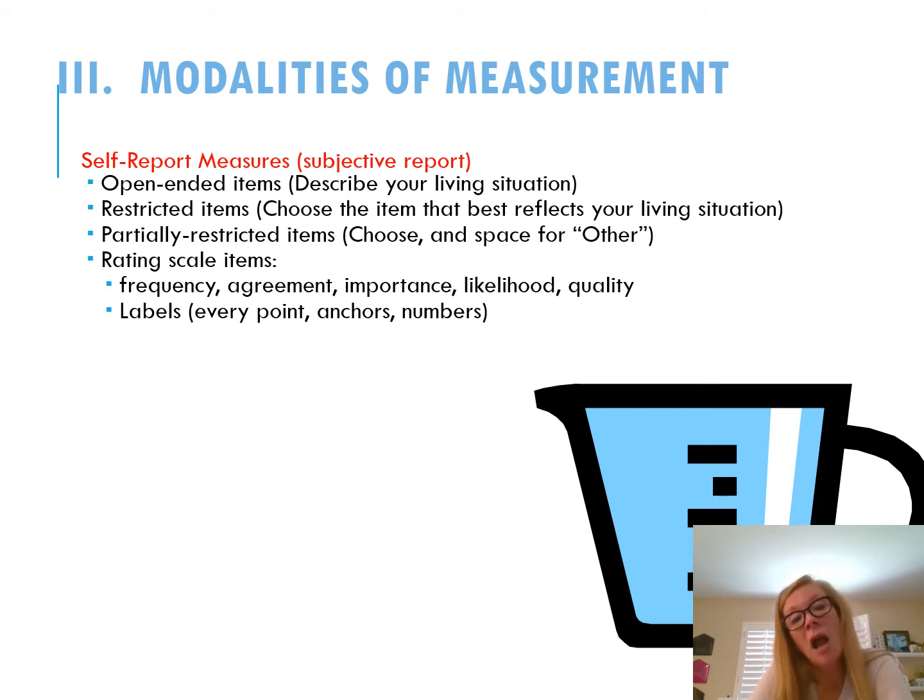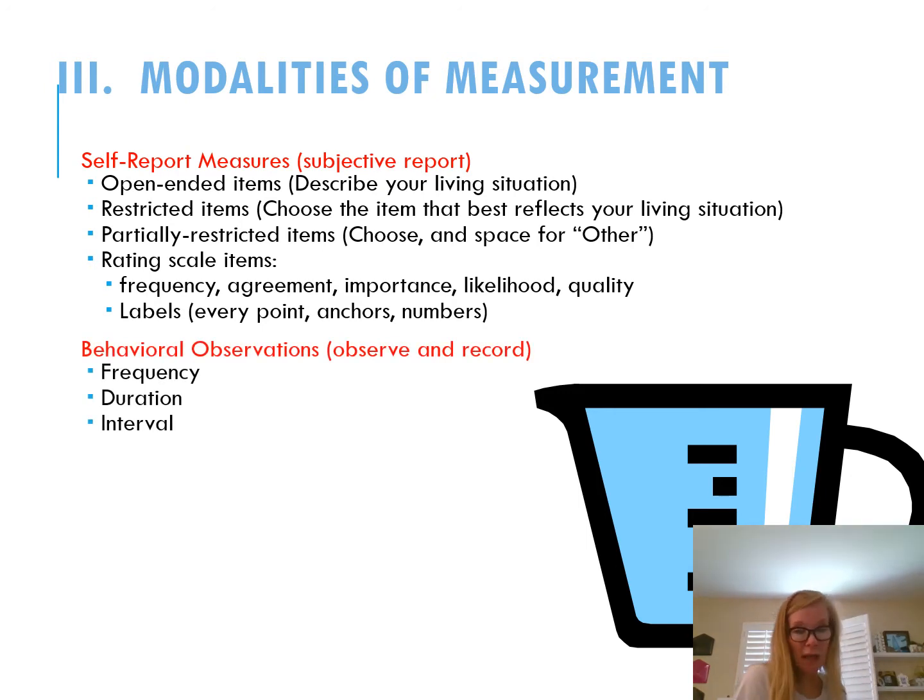Now you'll have to decide if you want to label every single point, or if you want to, for example, only anchor the ends. The difference being, if you anchor only the ends, you're allowing the interpretation to fall to the person. Okay, so if I only know that 1 is not at all and 7 is very often, then 2, 3, 4, and 5 are kind of left up to my own interpretation. If you want to more rigidly control how participants interpret each of those numbers, then you can label every point.